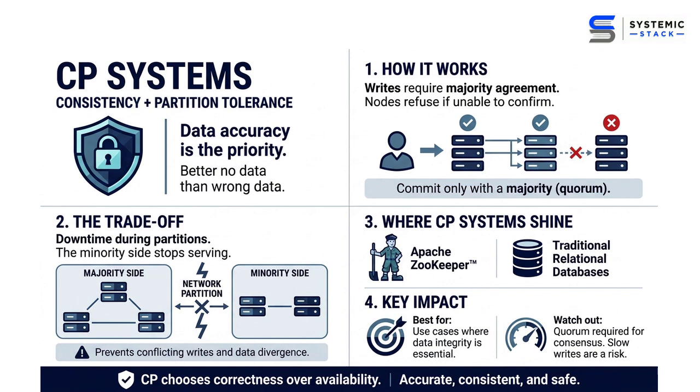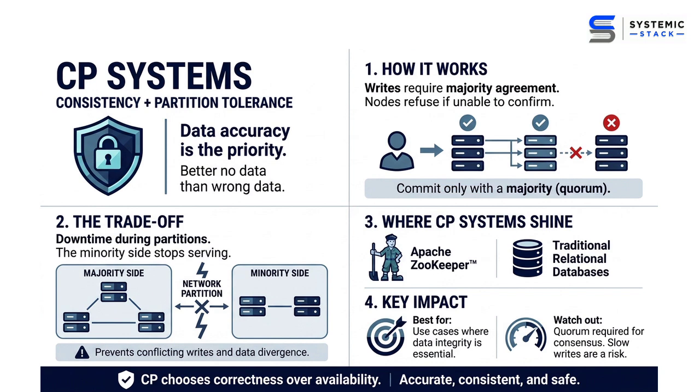These systems work by ensuring that if a node can't confirm a write with the rest of the cluster, it simply refuses to perform the operation. What matters here is that it guarantees that your data is always accurate and synchronized across all points. You'll see this in systems like Zookeeper or many traditional relational databases.